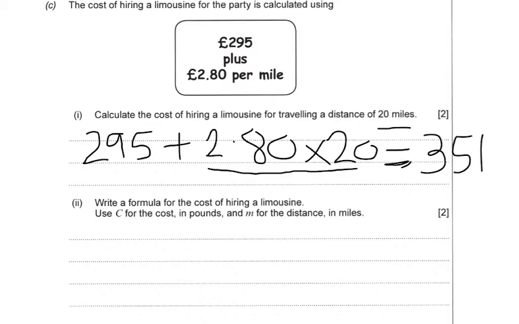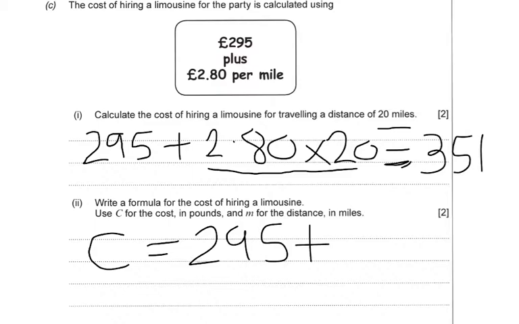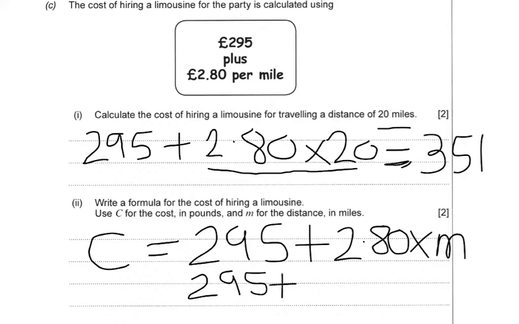Right, for part B, we just got to formalise that and write a formula, using C and M for what we've just done above. So the cost, C, equals 295 plus £2.80. So you could write 2.8, or you could put 0 on the end, times M for the number of miles. If you wanted to shorten that, you could write 295 plus 2.80M equals C. Question done.